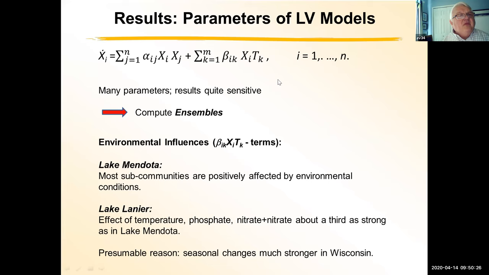So we compute our ensembles. How do we do this? We do some linear regression with these models, but we have some constraint on it. And every time we put in a constraint, we get a different solution of our linear regression task, but we can do it many, many times. And so we get ensembles of models that all fit and all have essentially the same SSE. And now we can look at patterns in these models, in these parameterizations. So we can see here, these are the environmental terms. And so they are affected positively. Here it's about almost a third as strong as in Lake Mendota.